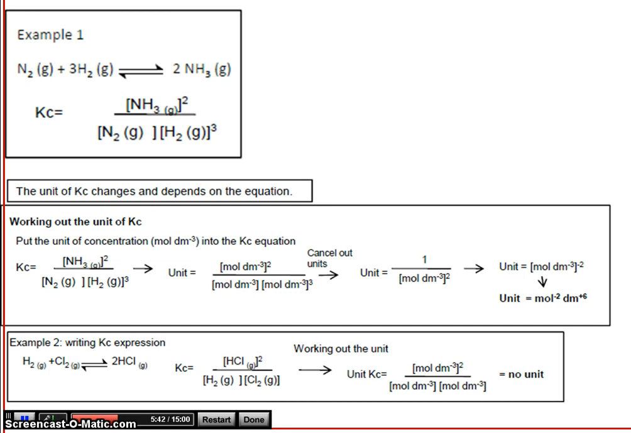So even without plugging your units of concentration in there, you should be able to see straight away that that's going to cancel out. But if you do put them in, you've got moles per decimeter cubed on the top times by itself, and then you've got the same thing on the bottom. So that cancels out and you have no unit.